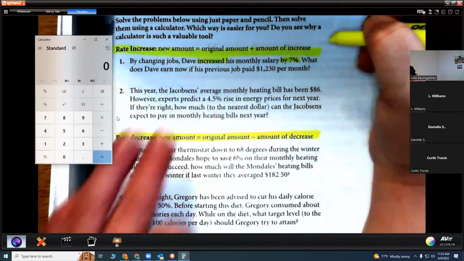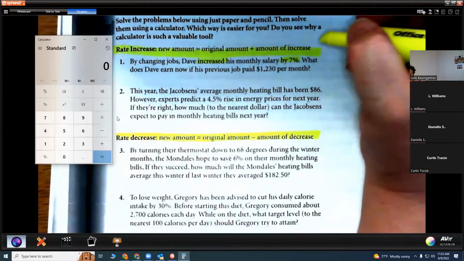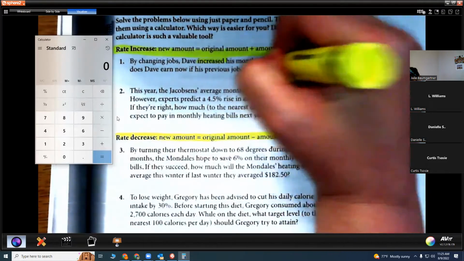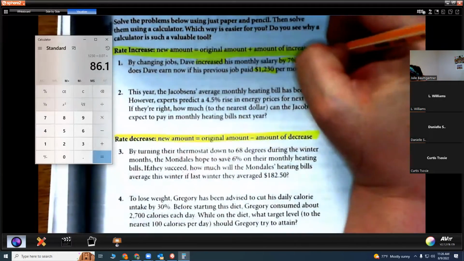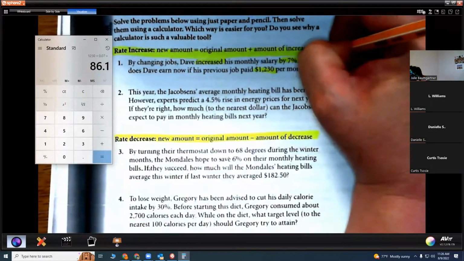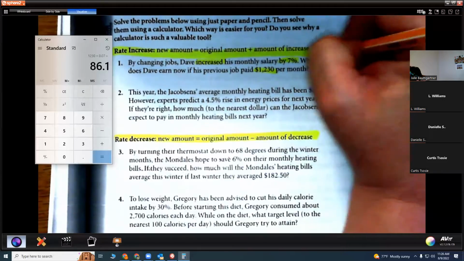So definitely always ask, are we increasing or decreasing? And then what information do we have? Okay. So first we figure out what was the increase. So if he made $1,030 and he made a 7% increase, times 0.07. So his new salary, his salary has increased by $86.10, right?